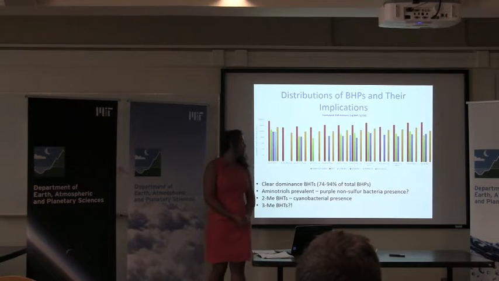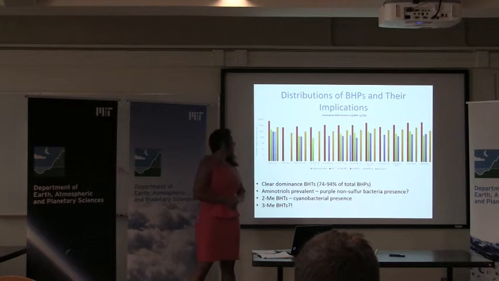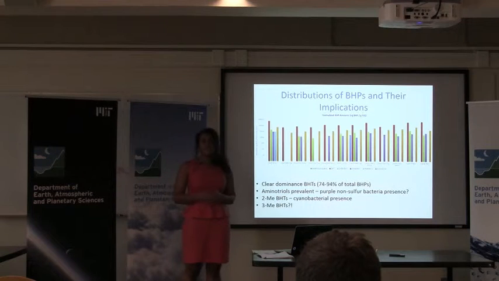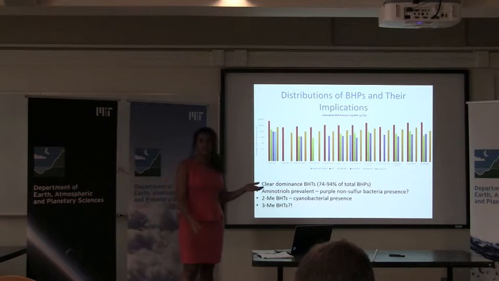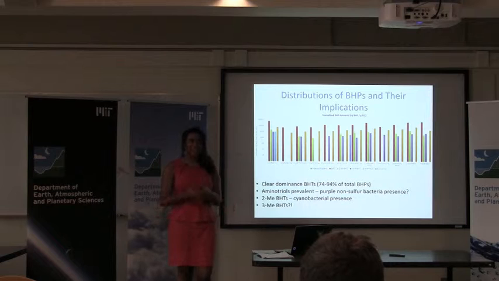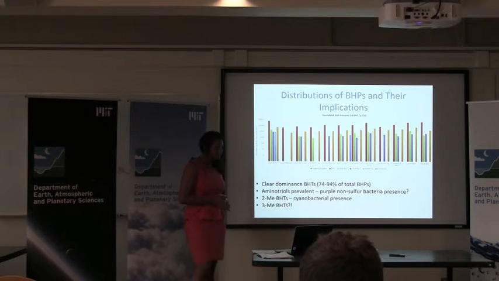So what did we get? This is on a log scale, so you know. There's a clear dominance of BHTs. About 74% to 94% of the BHPs was BHT. This is a good thing. If you look at a lot of other studies, the dominance is about 80%, so we were right in the boundary there. So these samples were likely run correctly, and the information can be trusted.